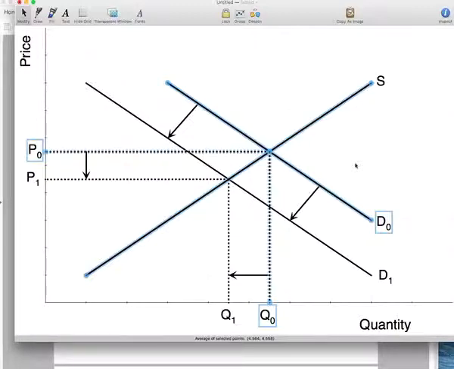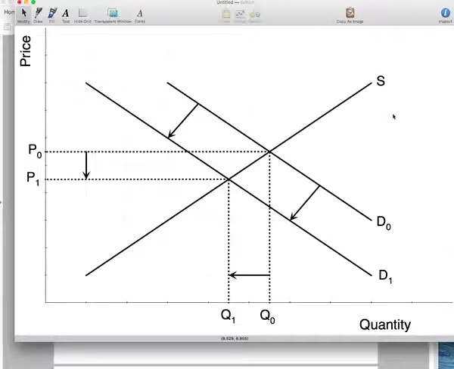So an increase in income will actually cause the demand curve to shift inward when we're talking about an inferior good. This is the original demand. After the increase in income for an inferior good, the demand curve will shift to the left, and this will cause the new equilibrium price to be P1 and the equilibrium quantity to be Q1. So we would expect a decrease in the equilibrium price and a decrease in the equilibrium quantity.